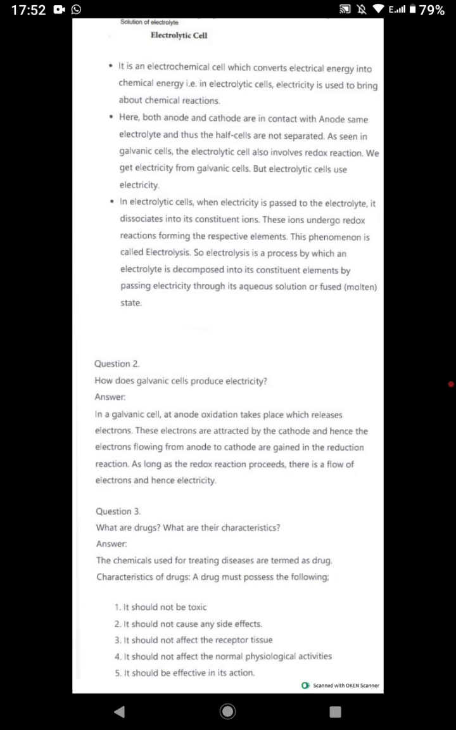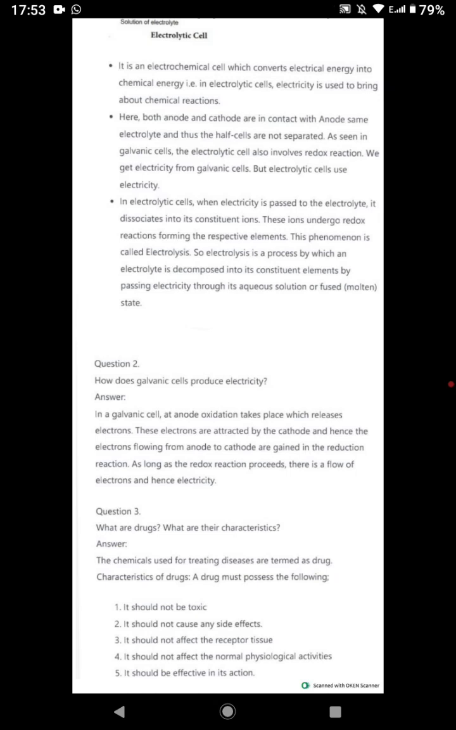Here both anode and cathode are in contact with the same electrolyte, and thus the half cells are not separated. As seen in galvanic cells, the electrolytic cell also involves a redox reaction. We get electricity from galvanic cells, but electrolytic cells use electricity. In electrolytic cells, when electricity is passed into the electrolyte, it dissociates into its constituent ions. These ions undergo redox reactions, forming the respective elements. This phenomenon is called electrolysis.